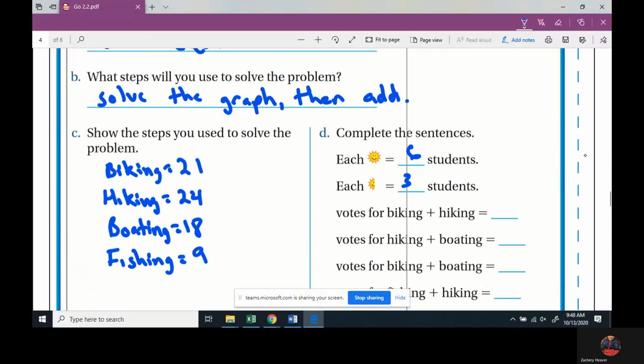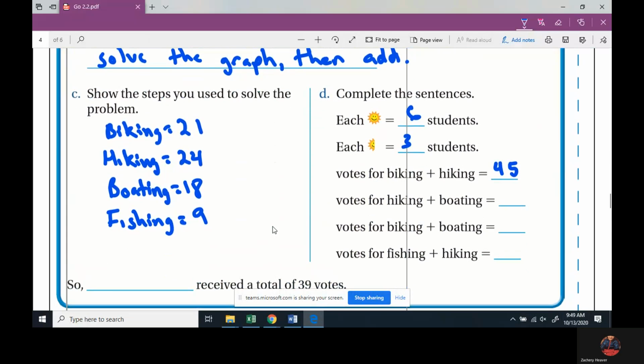So biking plus hiking, what does that equal, Willow? 21 plus 24, do mental math. What's 4 plus 1? 2 plus 2? So 45. Now hiking plus boating, we cannot do that way because we have to borrow. So we have to do it like this. 24 plus 18. Troy, 8 plus 4 is? 2, carry your 1. 1 plus 2 is? Plus 1? 42.